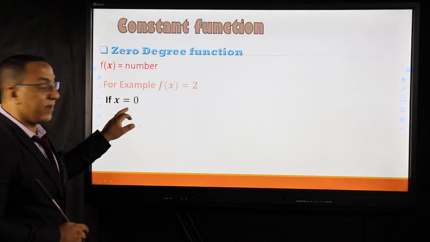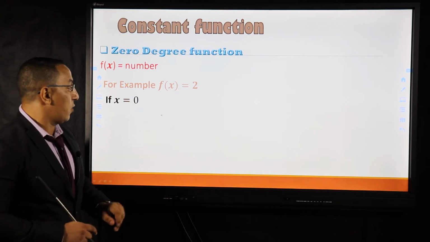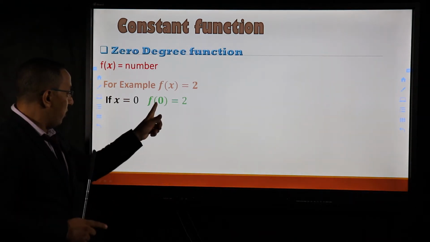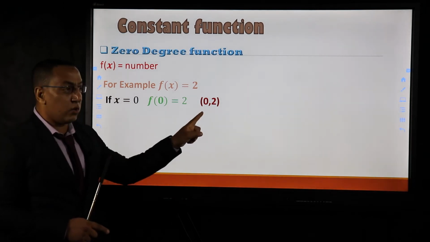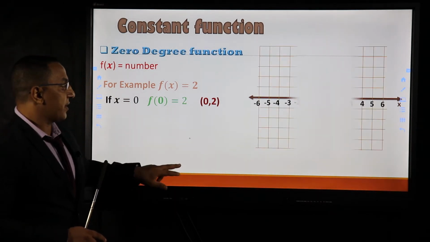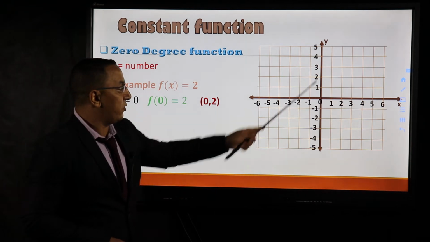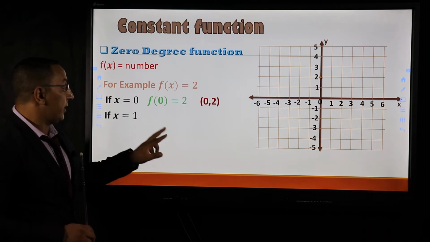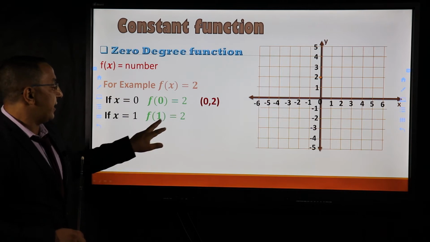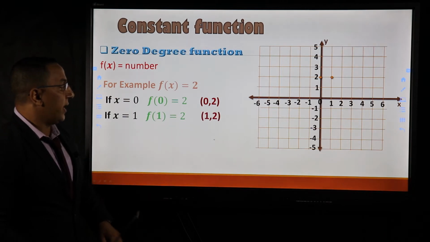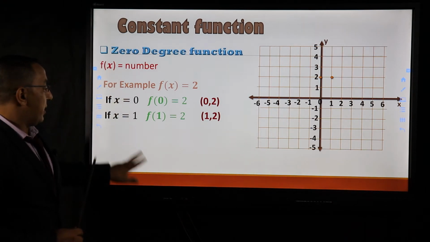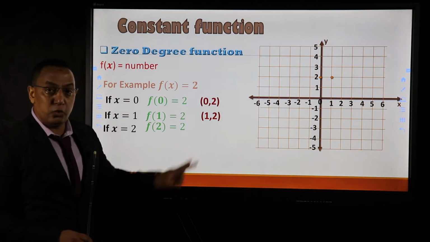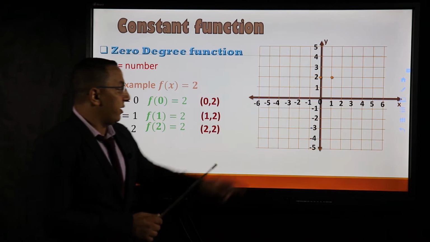For example, if we have x equals 0, so f of 0 equals 2, written in the form of ordered pair (0, 2), and this is represented on the graph by the point (0, 2) here. And if x equals 1, so f of 1 equals also 2, represented by the ordered pair (1, 2). Here, 1 and go up to 2.